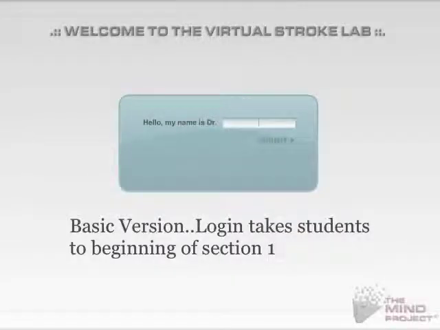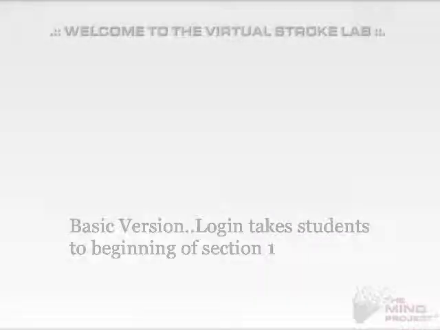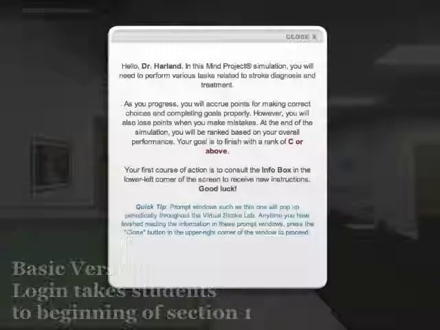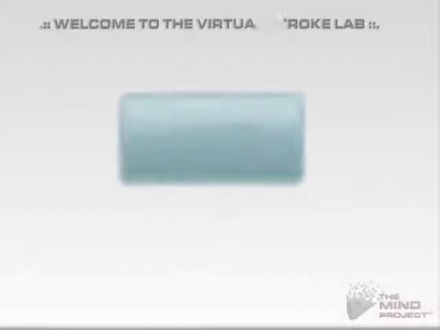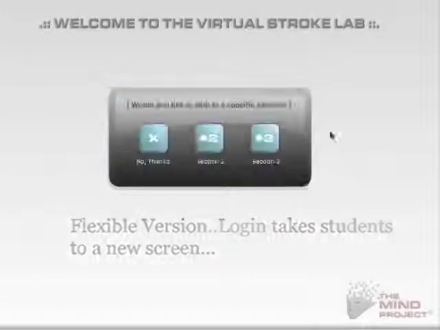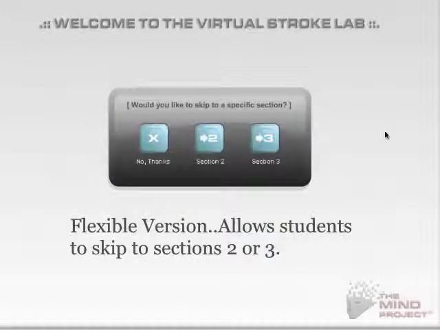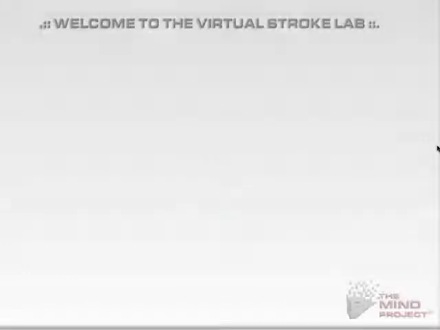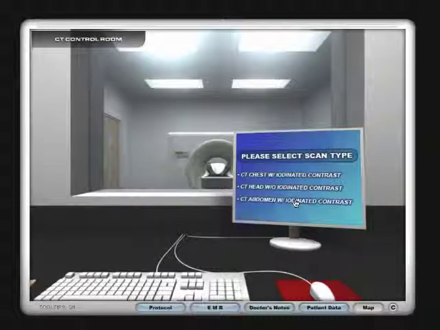There are 2 versions of the Virtual Stroke Lab. The first is called the basic version and should be used with students if they will be able to sit and complete all 3 sections within the lab in one sitting. However, if you would like to have students do the sections at different times, you should use the flexible version. This allows students to jump to parts 2 or 3 without having to complete the previous sections. We have separate student entry pages for the basic and flexible versions. Be sure to provide your students with the URL for the versions of the lab that you want them to use.